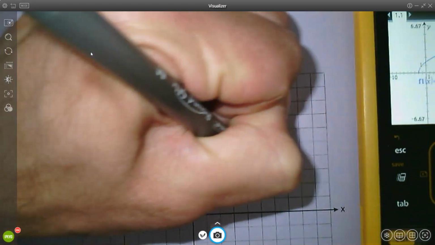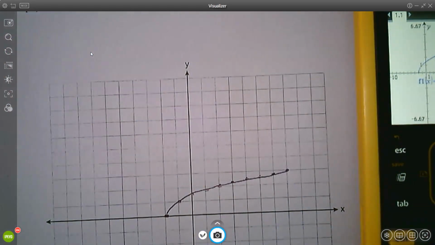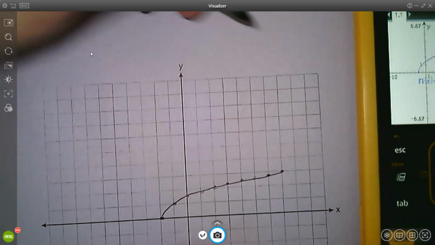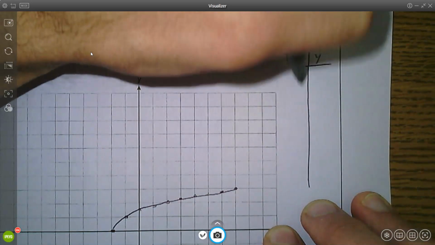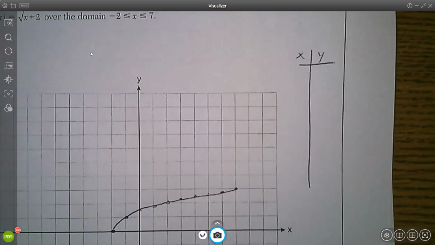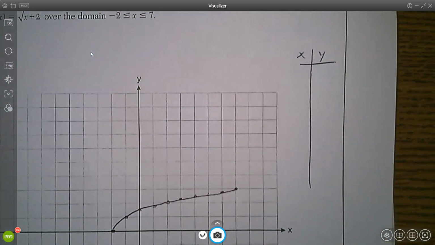No arrows because we're just graphing from -2 to 7. There you go. You'd want to put down a table in terms of your x and y values, just rounding your y values, of course. That's it. 2 points for that.